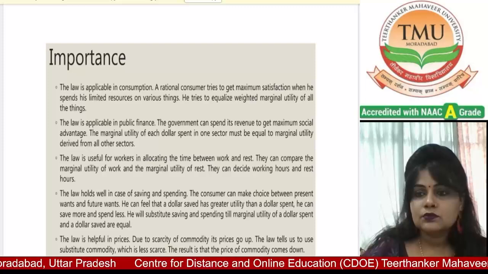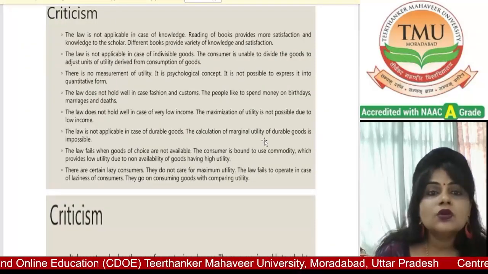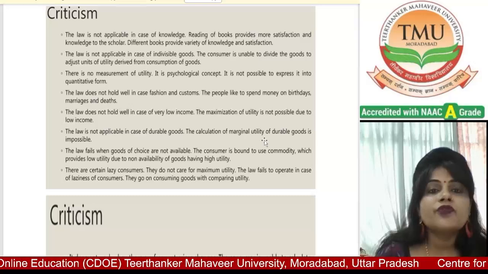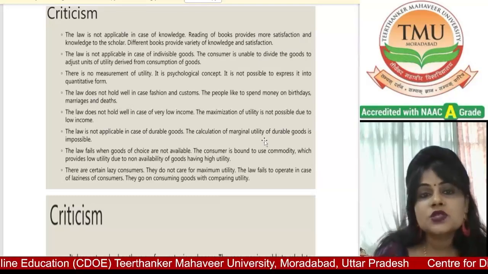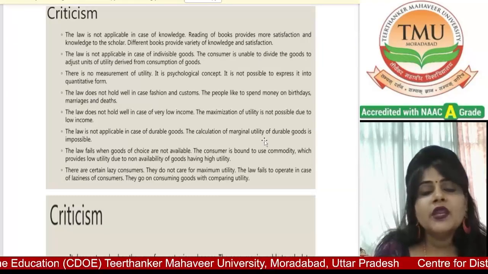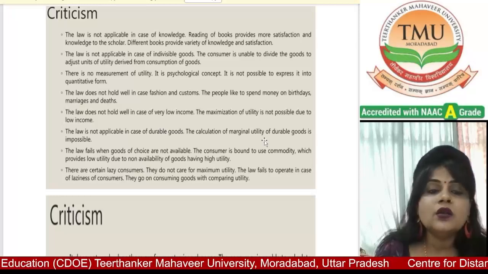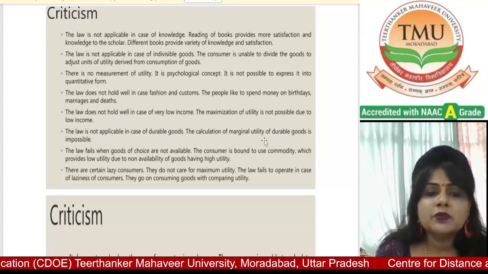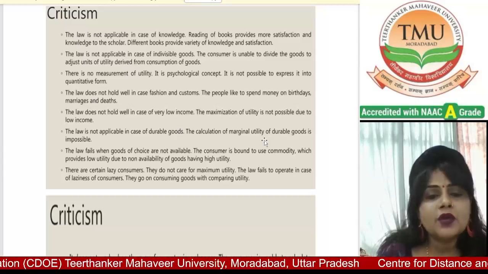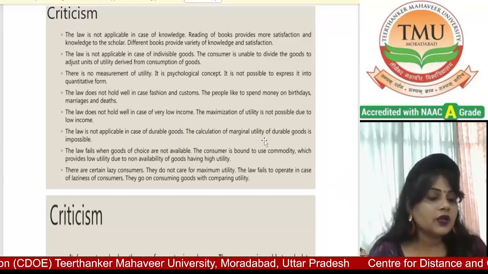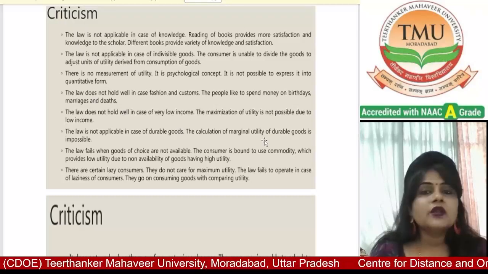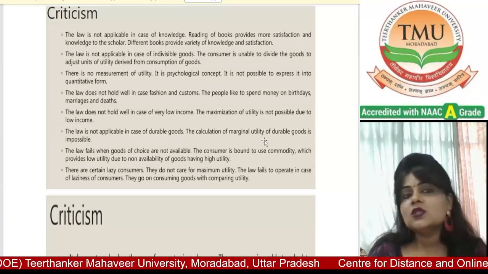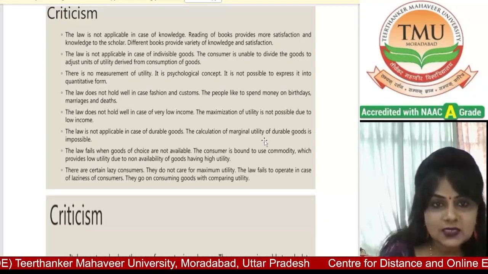Unable to divide the goods into units of utility derived from consumption of goods. Many times the goods are not dividable. It may be any type of animal, goat and cow. If they are things like apples and bananas, you can divide them. But this law is not applicable in this case.